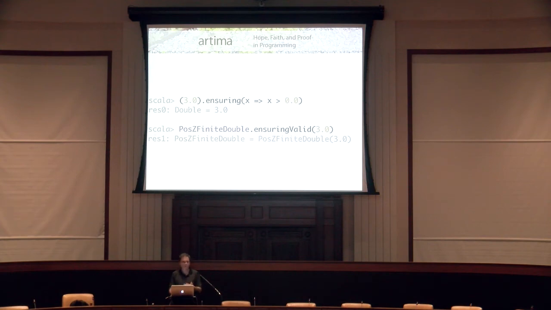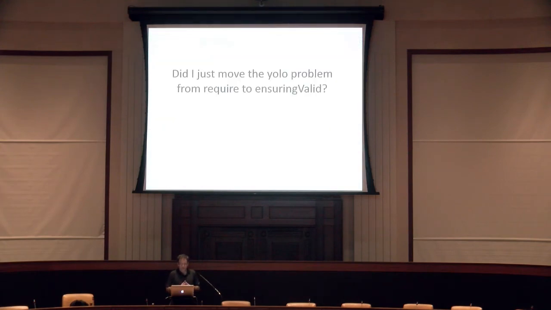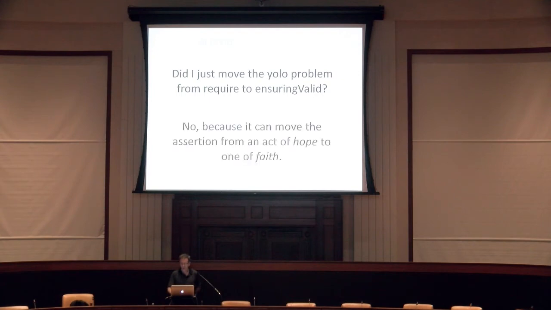So now there's this YOLO method in all these AnyVal types that will blow up if you pass it an invalid thing. So I did just move the problem, right? I've just moved it from require to when you create the thing. But what I think is different is that require is always an expression of hope, because I have no evidence that it's going to work. I don't know what's going to be passed in, so I hope it's always positive, right?